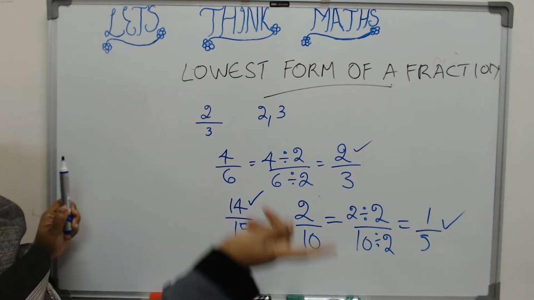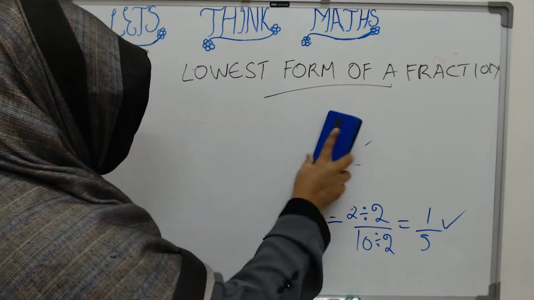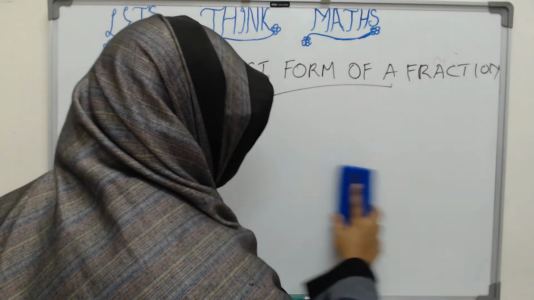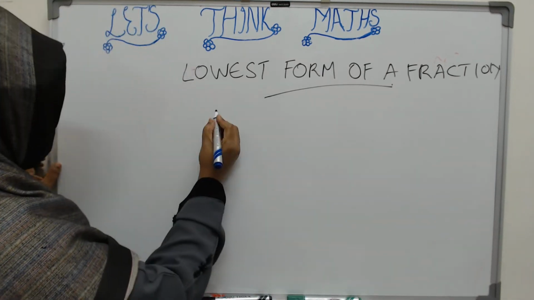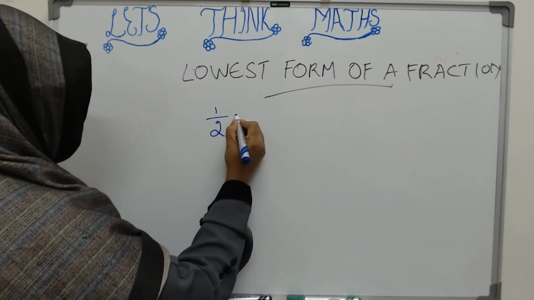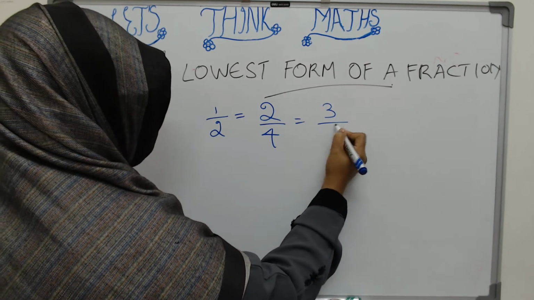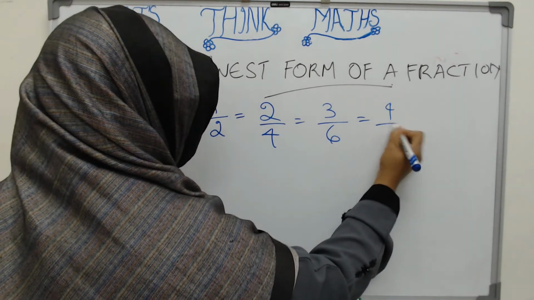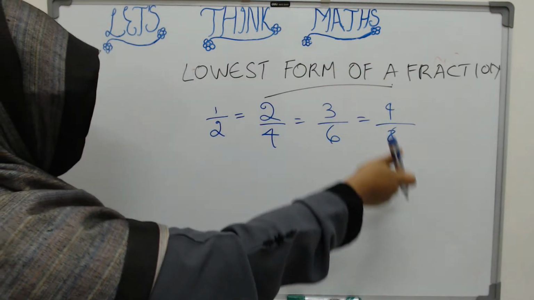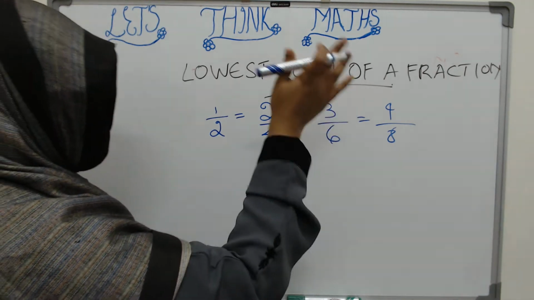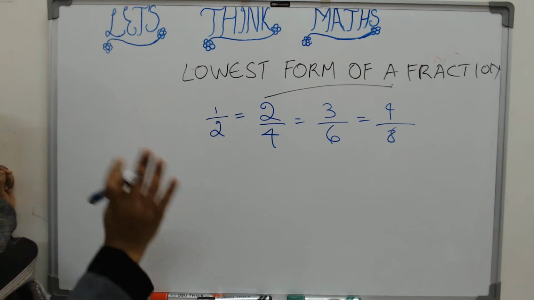Now let us return back to the first example that we saw. All the equivalent fractions, and we will see how all those equivalent fractions can be reduced to the same number. We learned that 1 by 2 is the same as 2 by 4, that is the same as 3 by 6, and that is the same as 4 by 8. Why is that? We will see that all of that will get reduced to the same lowest form. What about 1 by 2? It is already in its lowest form.